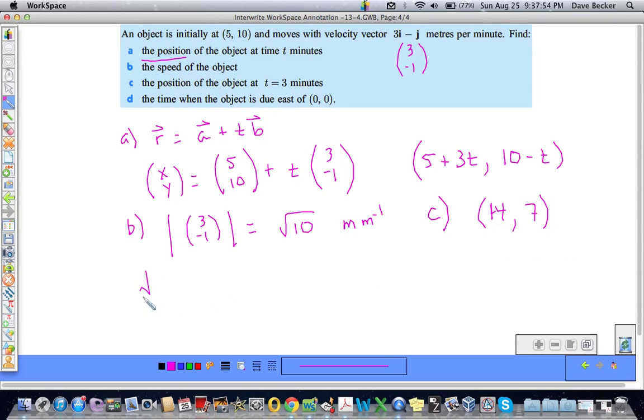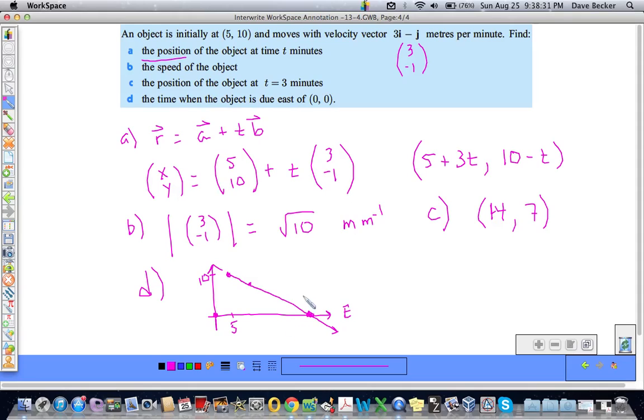All right, D. The time when the object is due east of (0, 0). Well, let's think about that. Here's (0, 0), the origin, right? And this would be due east. And it starts at (5, 10), just taking a guess. And it goes over 3, down 1. So it's going this way, right? So it's asking the time when it's here.